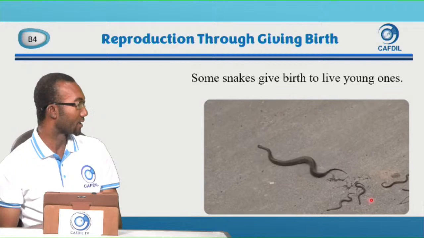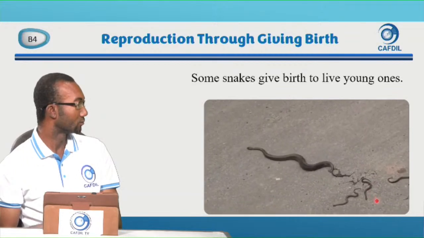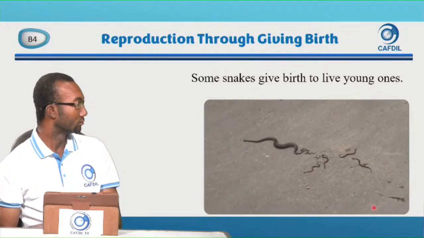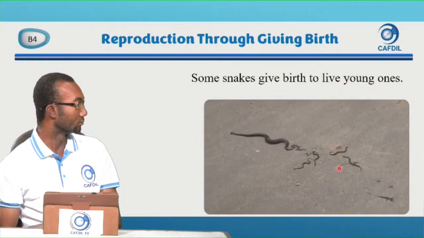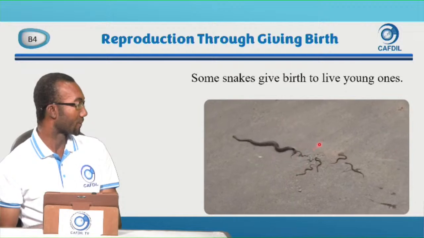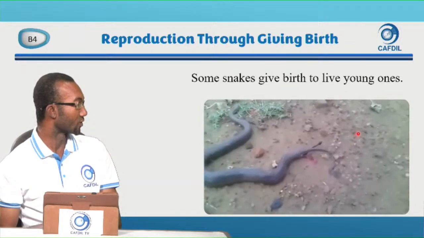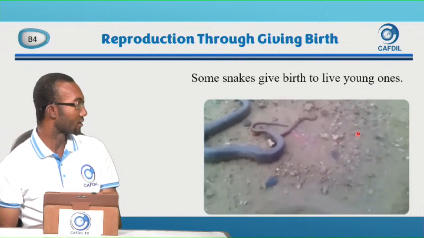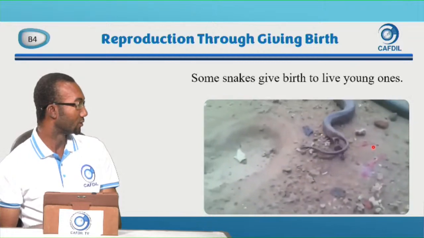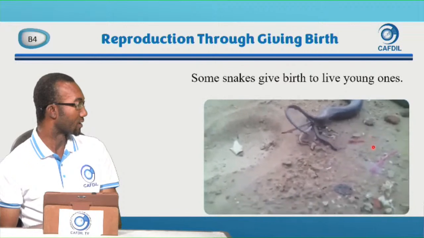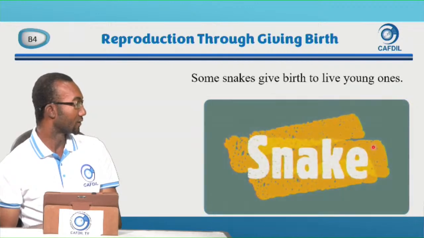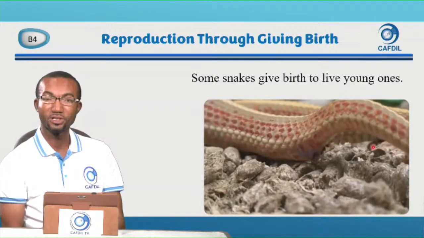So they also get pregnant and then they give birth. So this snake has given birth to 1, 2, 3, 4, and the fifth one is coming. So some snakes also give birth. Yes, and this one too. The snake is giving birth. So snakes also give birth.